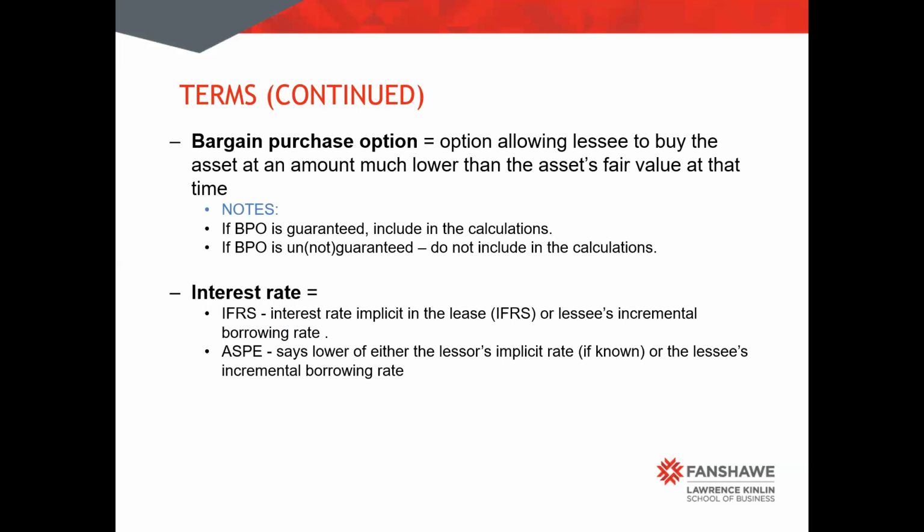Under the interest rate, under IFRS, the interest rate is implicit in the lease. So it's considered to be the incremental borrowing rate of the lessee. Under ASPE, it says it's the lower of either the lessor's implicit rate or the lessee's incremental borrowing rate. So if one has a 5%, one has a 4%, it'd be the lower of those two.